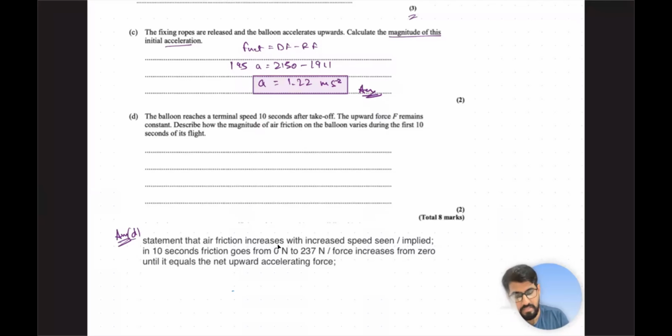If you can understand this for D: the statement that air friction increases with increasing speed should be seen or implied. In 10 seconds, friction goes from 0 Newton, friction meaning air resistance, to 237 Newton. Force increases from 0 until it equals the net upward force accelerating. Okay. So anyway, however you write, if the meaning turns out to be the same, you will get 2 marks. So this is a total 8-mark question that was asked in IB.